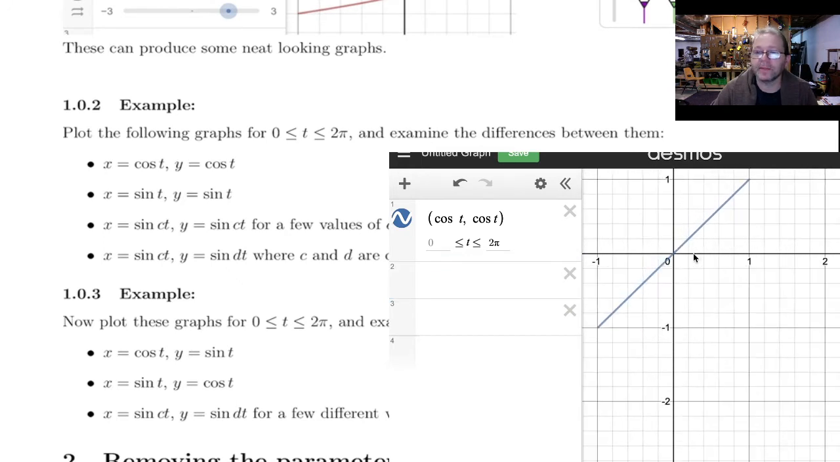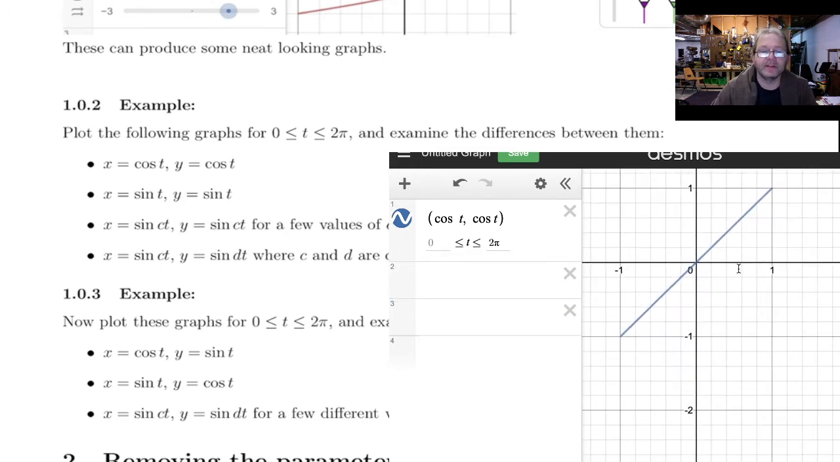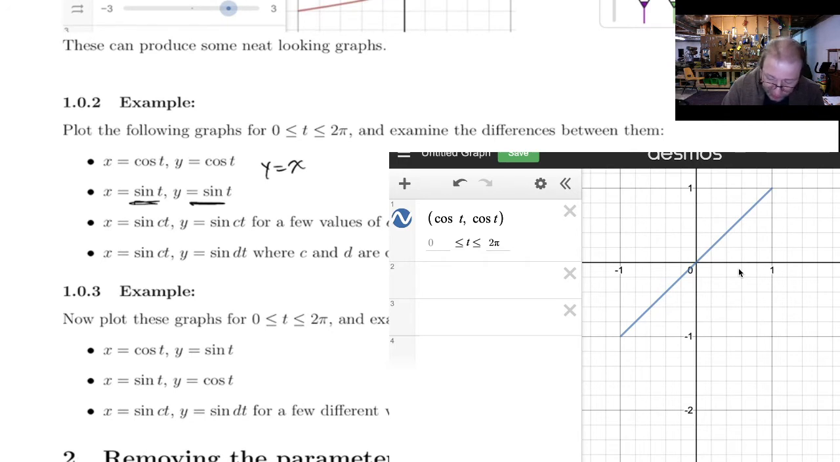Let me zoom in on it. All right, so we get that. And if you notice, it's just part of the line y equals x. Well, that makes really good sense. If you look over here at this, x and y are equal to the same thing. So with this, if we remove the parameter, we get y equals x. And notice the same thing would happen for this one as well.